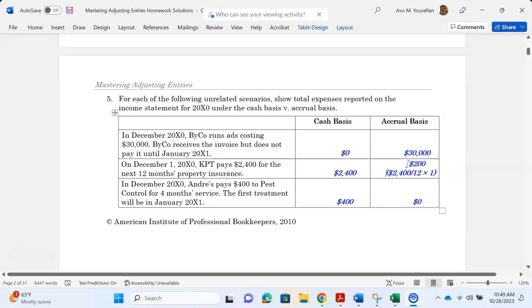So you have to recognize that 2,400 divided by 12 months of insurance, that's $200 times 1 month expired. So the policy has been expired just for 1 month, and that's $200 of expense that you need to recognize. This is just the math part, understanding how much expense needs to be recognized.